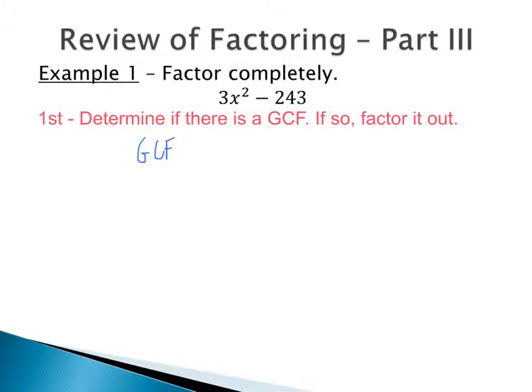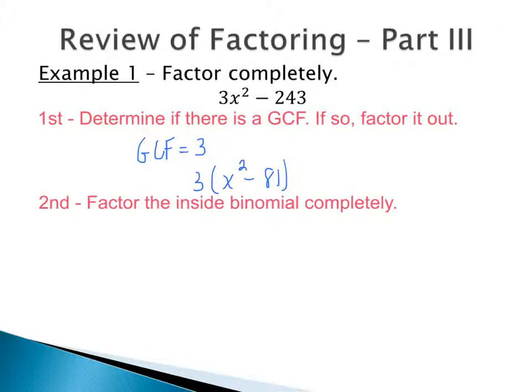because between 3x squared and 243, we can divide out a 3. So when we do that, we want to factor out the 3. So on the outside we'll have the 3, and inside, 3x squared divided by 3 would just be x squared, and then 243 divided by 3 is 81. So just like with our trinomial factoring, the next step would be to try to factor the inside after we factored out a greatest common factor.